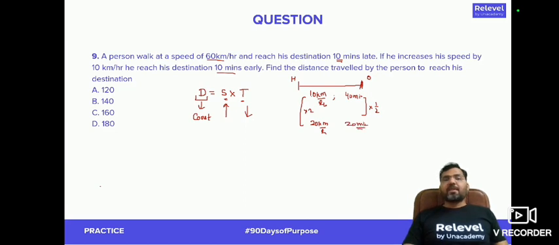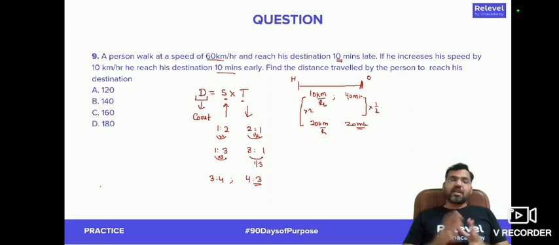So the speed ratio and time ratio will be inverse of each other. That means if the speed ratio is 1:2, the time ratio is 2:1. That means if you double the speed, the time will become half. If the speed ratio is 1:3, that means if you make your speed 3 times, the time will become 1/3 of the previous time. If the speed ratio is 3:4, the time ratio is 4:3.